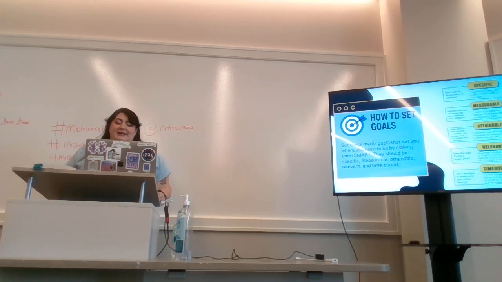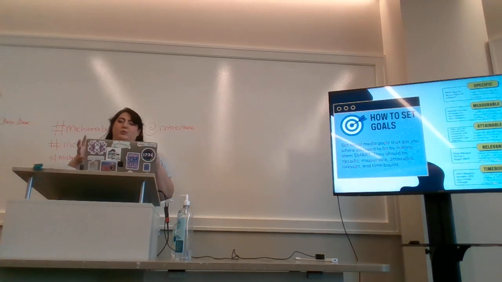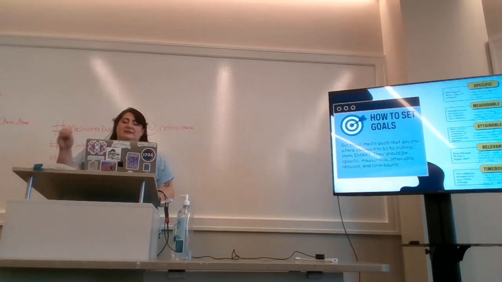Measurable. We need to identify how we'll know we have accomplished our objective. So I want to increase my number of followers on Instagram by 500. By giving us a number, it gives us a set thing that we have to work towards. Just increasing our followers, like I could increase my followers if I got 5 more, but we want to work towards something that will help with the growth of our business.